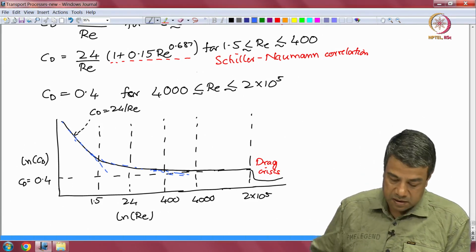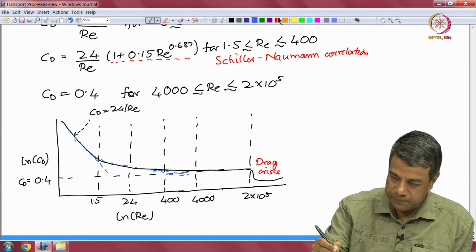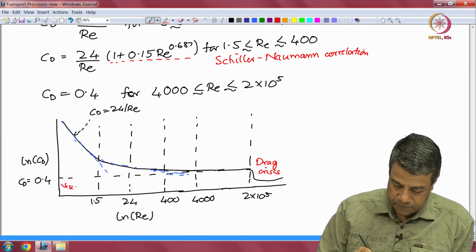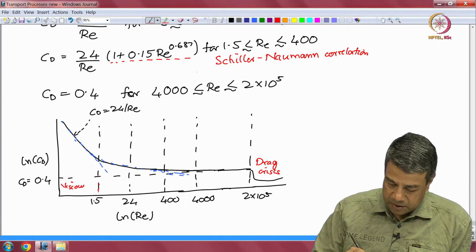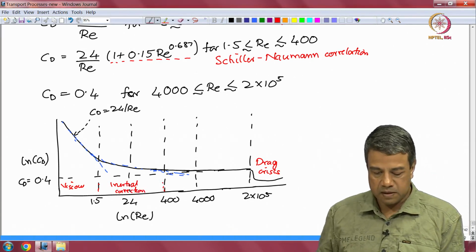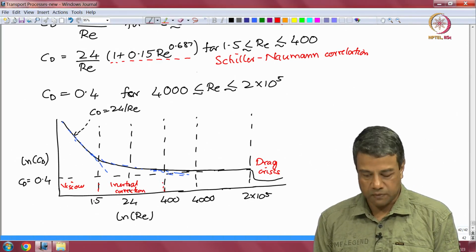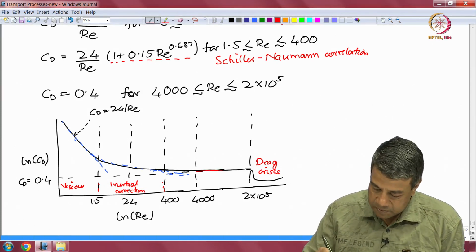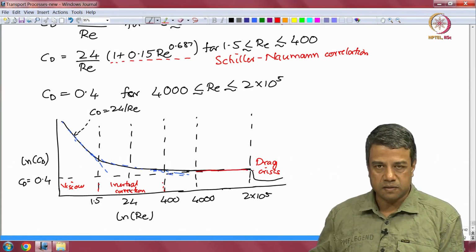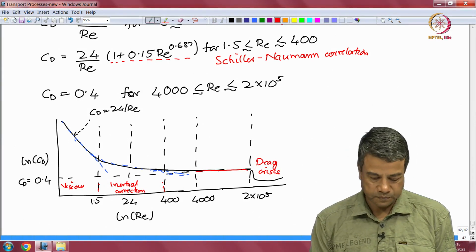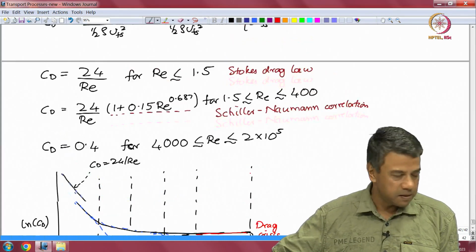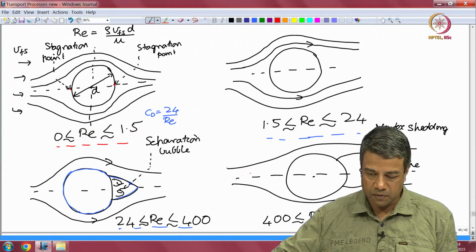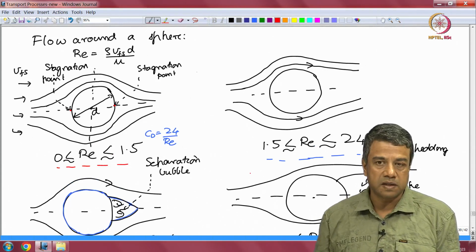This is basically a viscous regime. From here to here there is viscosity, but there is also an inertial correction given by the Schiller-Naumann correlation between about 1.5 and 400. Between 4000 and 2 into 10 power 5 it is almost a constant, and then there is a drag crisis which decreases the drag coefficient. So, this in summary is the qualitative nature of the flow past a sphere as the Reynolds number is increased.